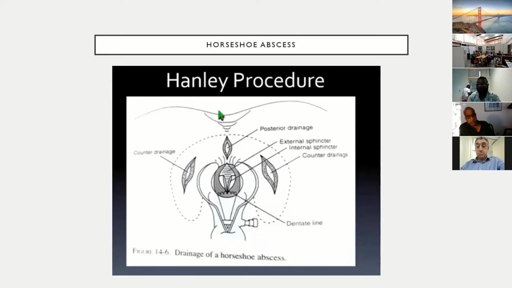The Hanley procedure is meant to drain very large horseshoe abscess. You make an incision in the postanal space with a minimum sphincterotomy, and then have a counter lateral incision to drain the abscess. You can place the drain for some time until the wound heals, and the midline wound may result in a fistula, and this can be taken care of at a later date.